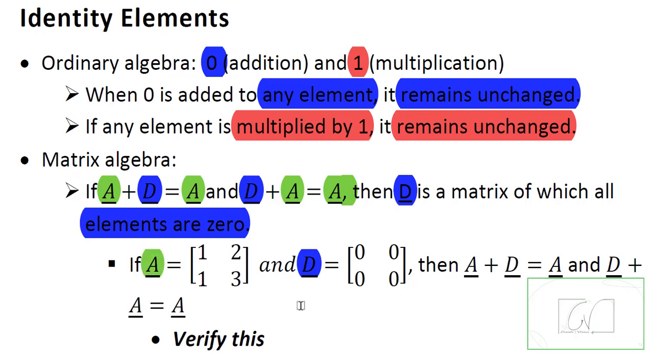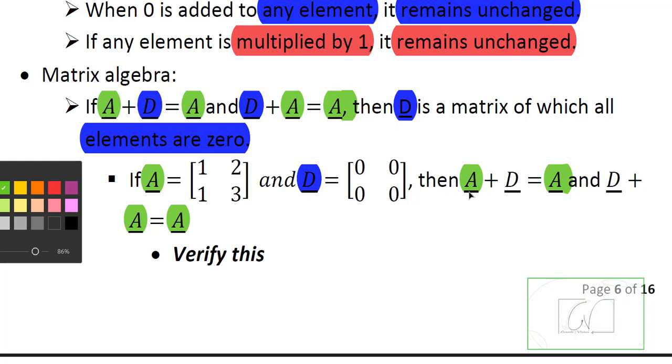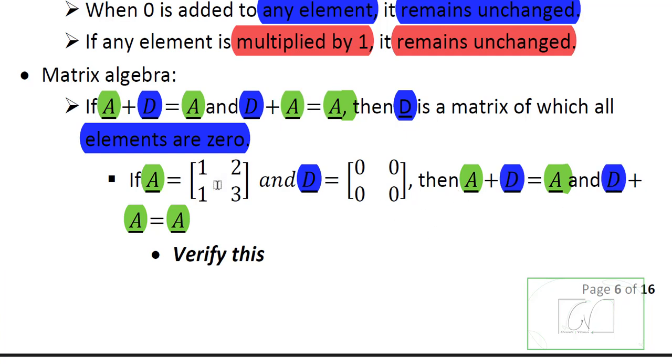So here's an example. The example you see in front of you is matrix A with the following elements: 1, 2, 1, 3, and D, all the elements in it are 0. And as you know, in my previous tutorials where I demonstrated the addition of matrices, A and D, A will remain the same. Even if D comes second or comes first, A will remain the same because it satisfies the addition rule.